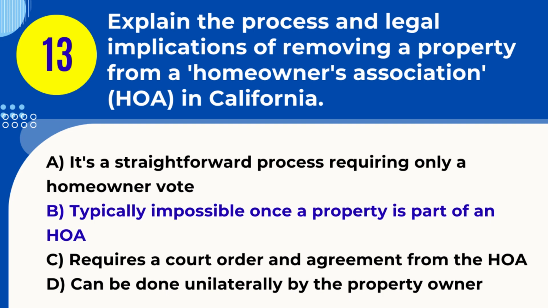Answer: B. Typically impossible once a property is part of an HOA. Explanation: removing a property from an HOA in California is typically very difficult, if not impossible. Once a property is part of an HOA, it is bound by the association's covenants, conditions, and restrictions, CC&Rs, and leaving the HOA is not a straightforward process.